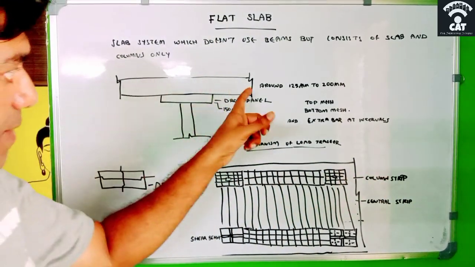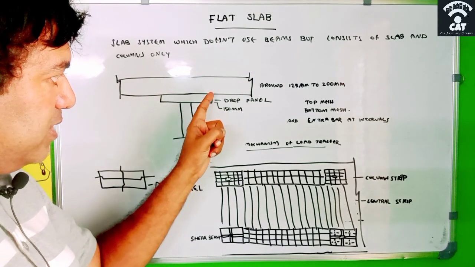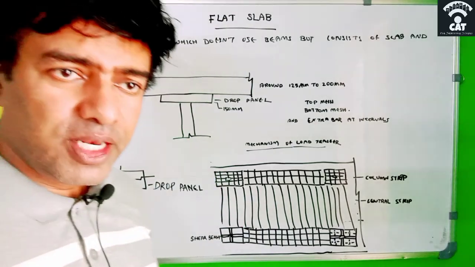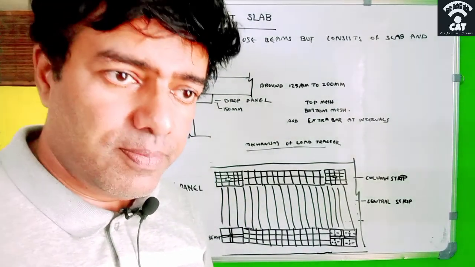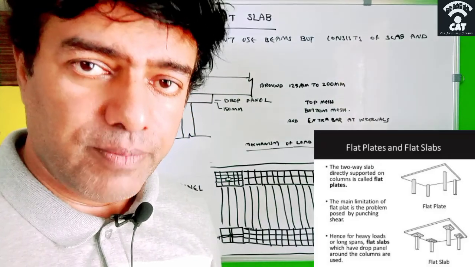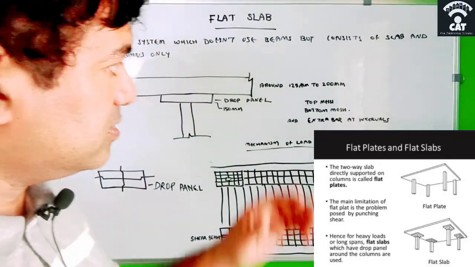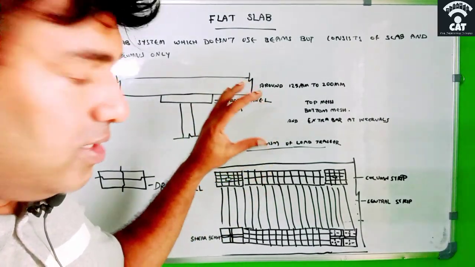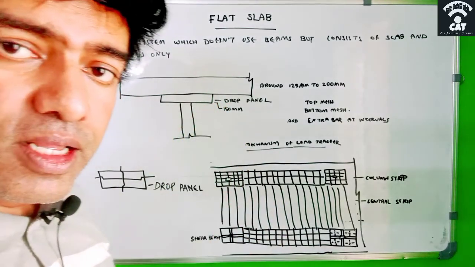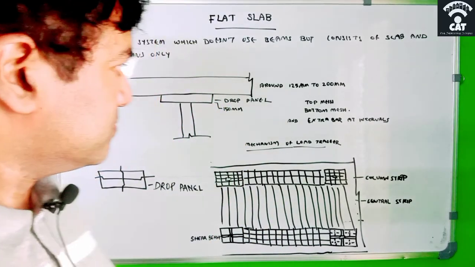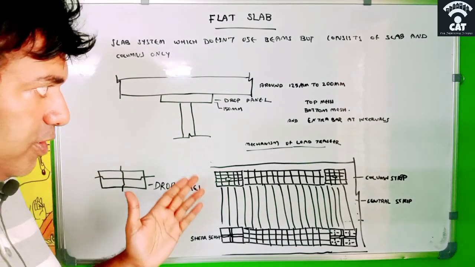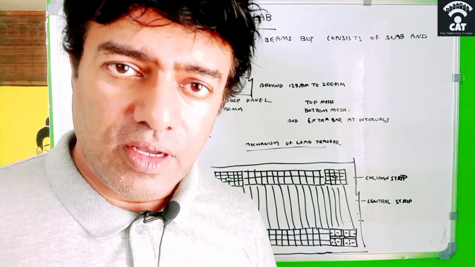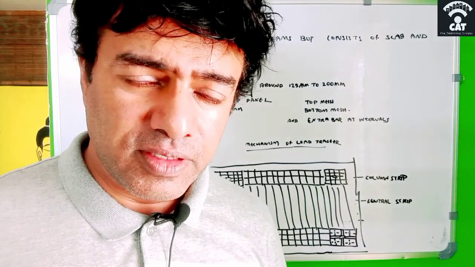This is a section, this is the slab, there's a small drop panel, and after that the column will come. Usually the minimum depth of a flat slab is 125 mm, and here I have usually seen it as 200 mm. We used to give that depth for the slab, and the drop panel could be 150 mm, and then the column will continue.